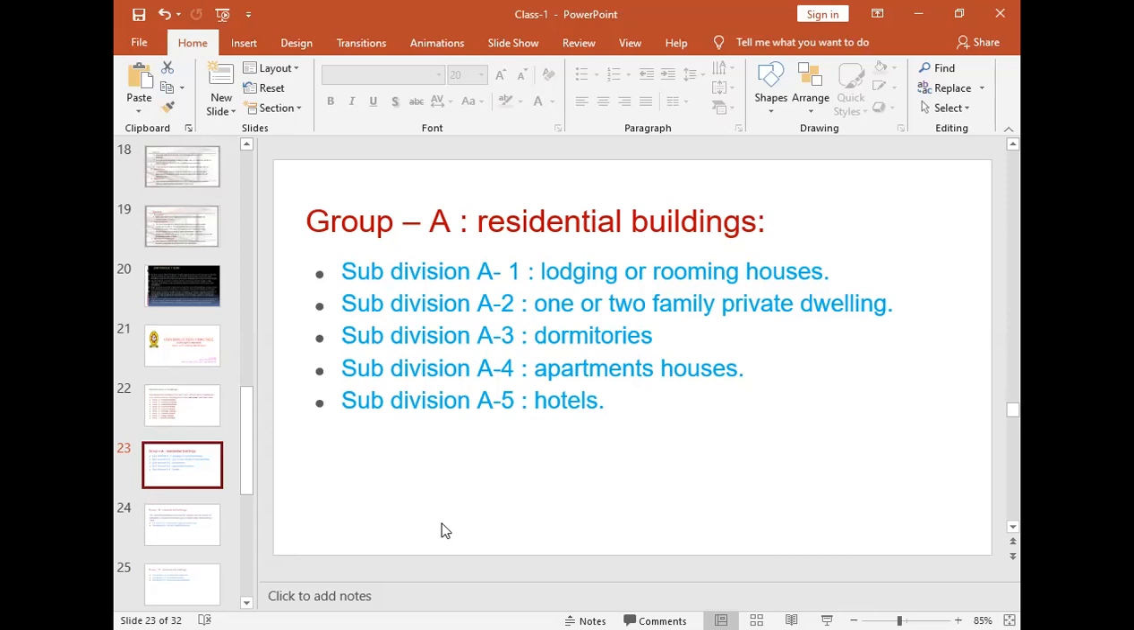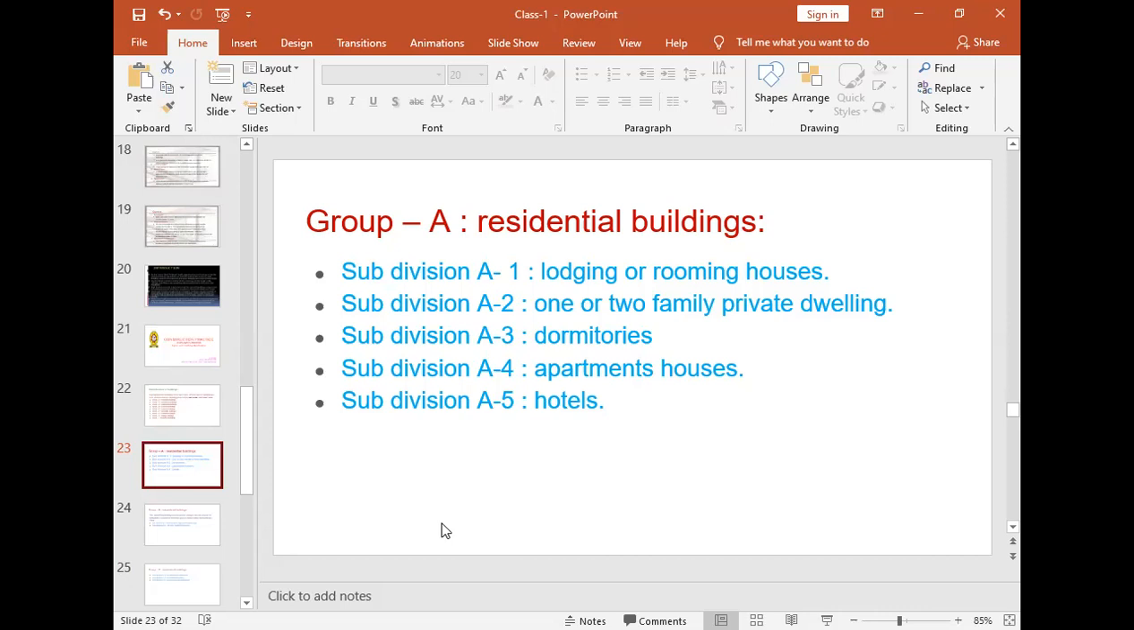And then subdivision A4, apartment houses, including any building or structure in which living quarters are provided for three or more families living independently of each other, with independent cooking facilities per family. For example, apartment houses, mansions and chawls.